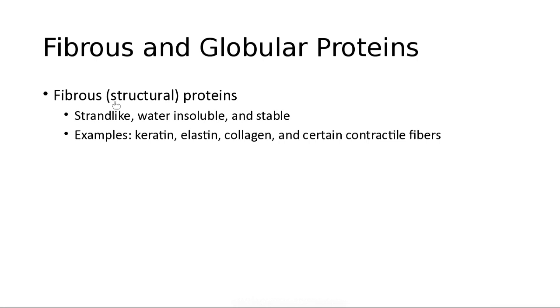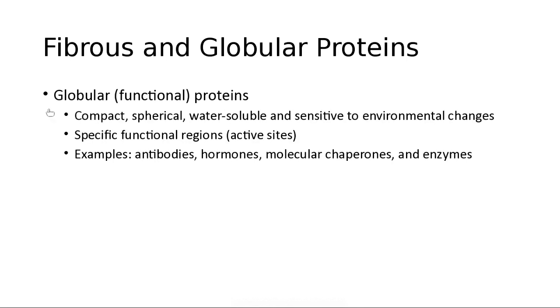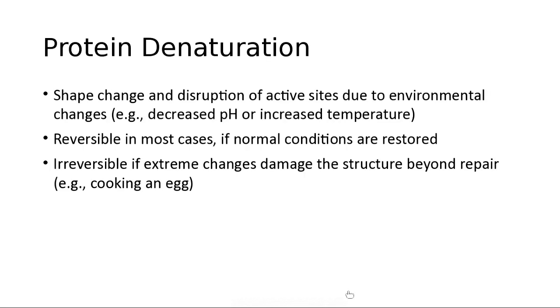Now we have two types of proteins, fibrous and globular proteins. Fibrous are also structural proteins. They're strand-like, water insoluble, very stable. Keratin, like in your hair and nails, elastin, collagen, contractile fibers, actin and myosin. Globular proteins, or functional proteins, are sphere-shaped and water soluble, and these are things like antibodies, hormones, molecular chaperones, and enzymes.